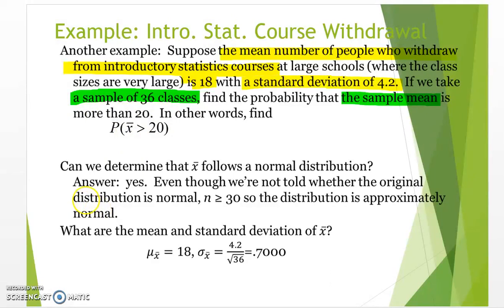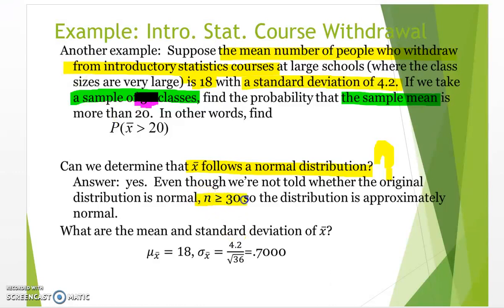First question we should think of is, can we use central limit theorem, which means can we determine that X bar would follow a normal distribution? And this time we have a sample size of 36.